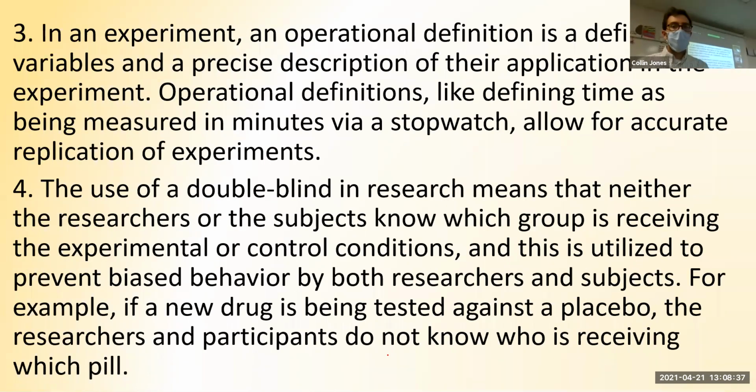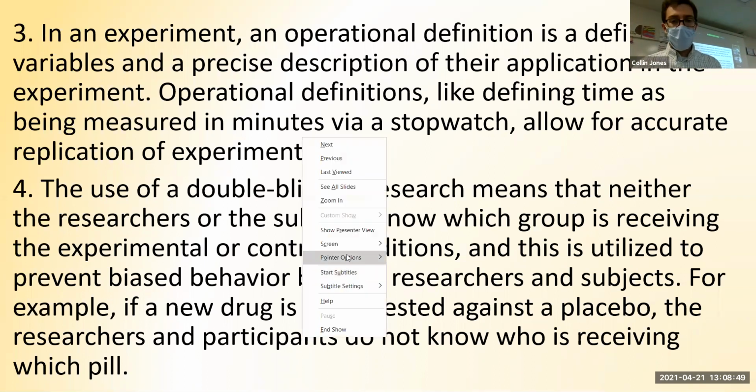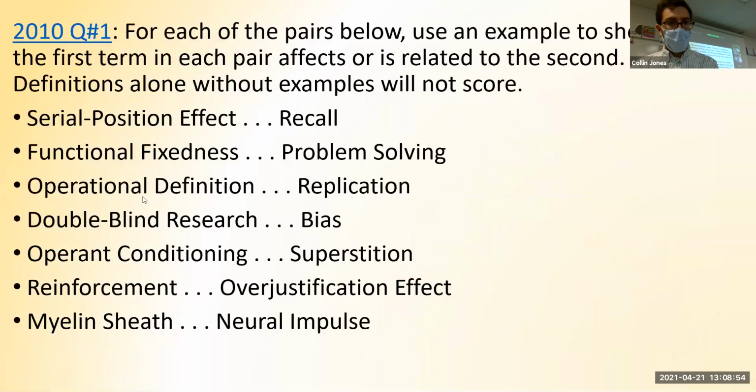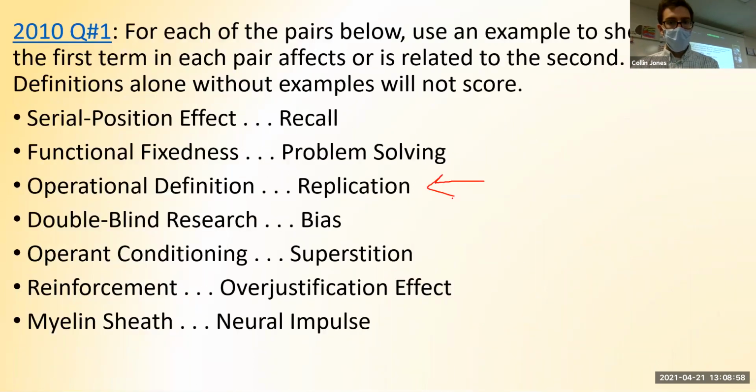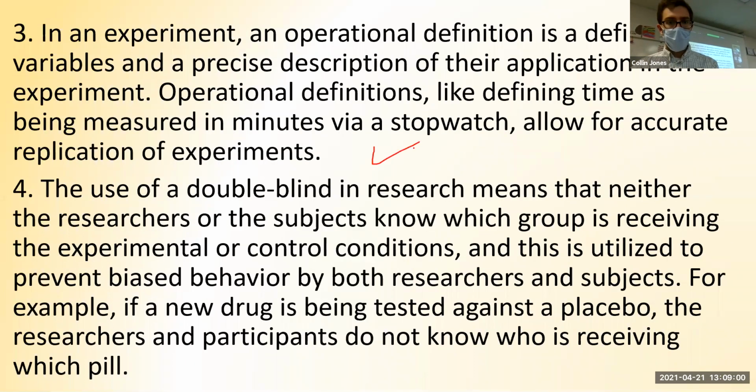In an experiment, an operational definition is a definition of variables and a precise description of their application in the experiment. Operational definitions, like defining time as being measured in minutes via a stopwatch, allow for accurate replication in an experiment. Did they do a good job of explaining how operational definition impacts replication? Did they do this? Yeah, they did. I think this is pretty good.